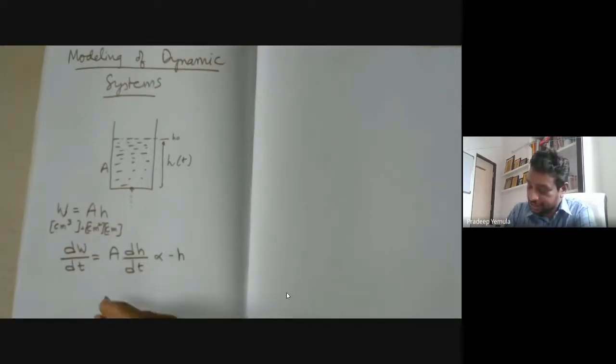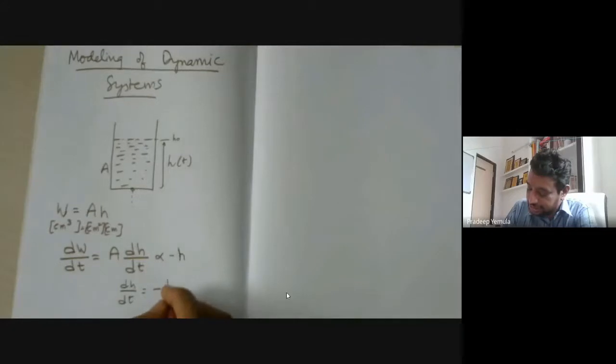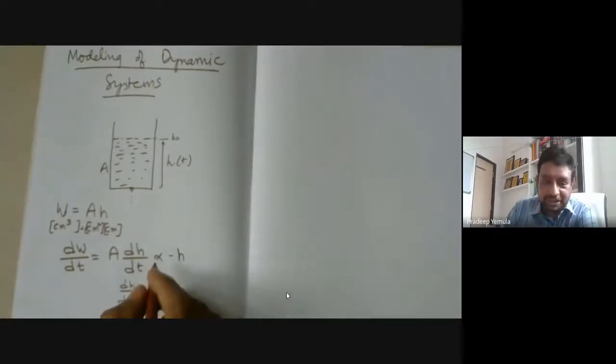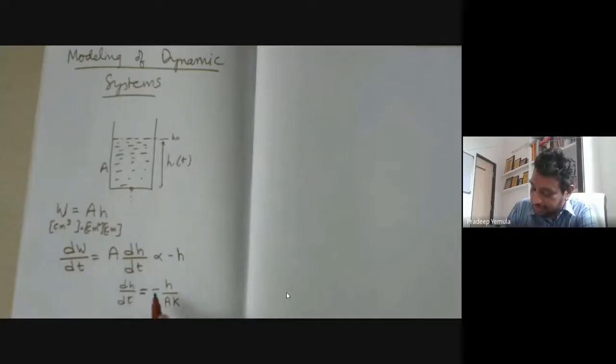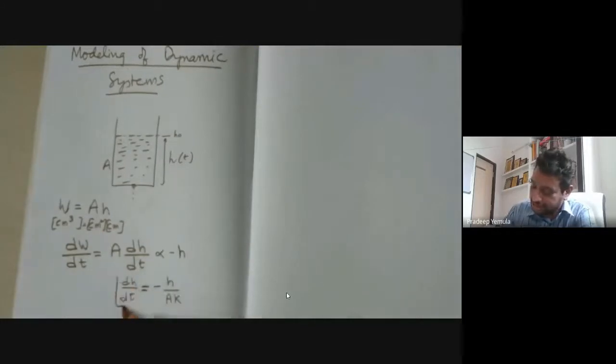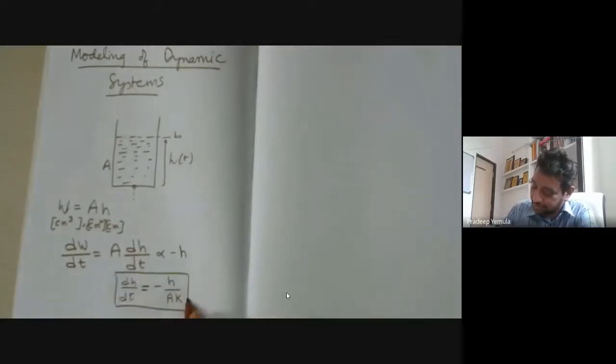So from this, I can write dH by dt is equal to minus H by A. And I will multiply by K. So K is a constant. Okay? So what I have done is this proportionality I removed, and then I have put a constant. Okay? So finally now I am getting an equation dH by dt is minus H by AK.